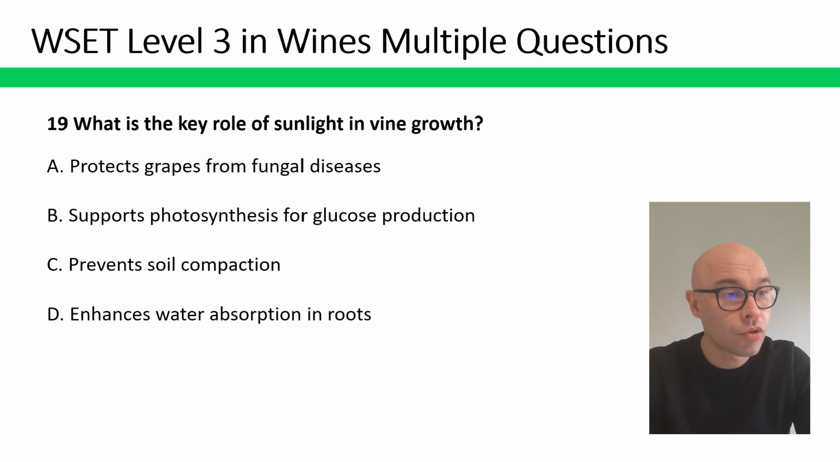What is the key role of sunlight in vine growth? Protects grapes from fungal diseases, supports photosynthesis for glucose production, prevents soil compaction, enhances water absorption in the root. The correct answer is B. Supports photosynthesis for glucose production.